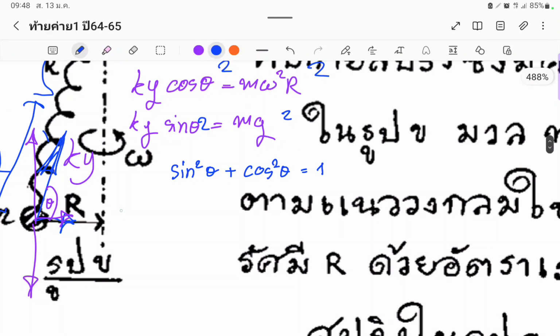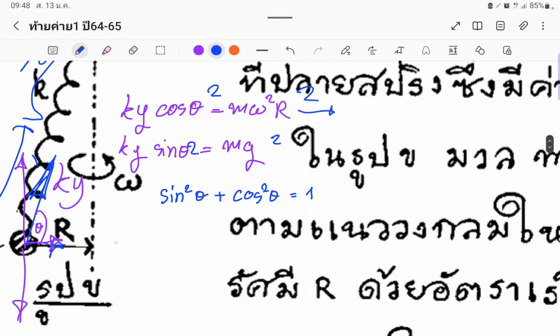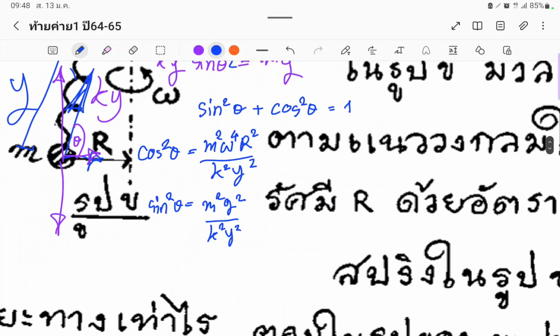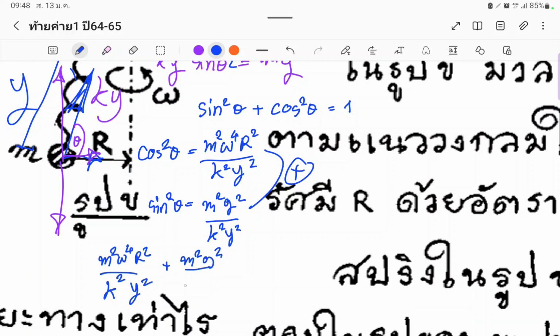So we can do that. First, we do the first one. It becomes cosine square of theta is equal to m square omega to the fourth r square over k square y square. And then sine square of theta becomes m square g square over k square y square. Then we add these to each other and we get 1, so it becomes m square omega to the fourth r square over k square y square plus m square g square over k square y square, and this equals 1.